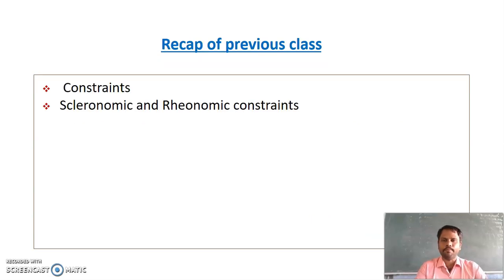Let's recap what we studied in previous classes. We learned about constraint, which is a limitation or restriction imposed on the motion of a body, and their types, namely holonomic, non-holonomic, scleronomic, and rheonomic types of constraints along with their examples.